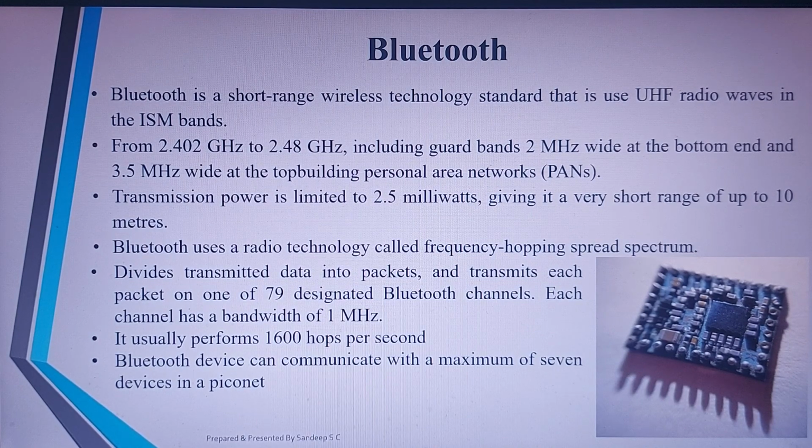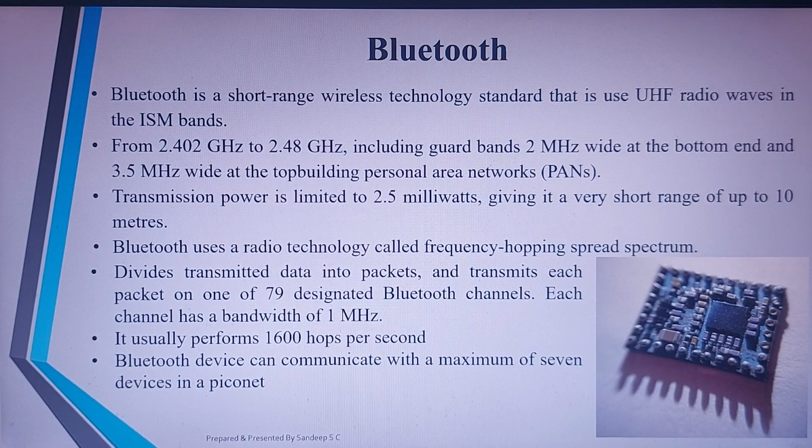Here the overall data to be transmitted is divided into packets, and each packet is transmitted on one of 79 designated Bluetooth channels. Each channel has a bandwidth of 1 megahertz. So these 79 channels are used to hop the frequencies. There will be 79 different frequency channels available, each with a bandwidth of 1 megahertz. So the data can be transmitted on any of these 79 channels in a particular packet. Even if one particular frequency is interfered with by a noise signal, the other frequency will be able to communicate.